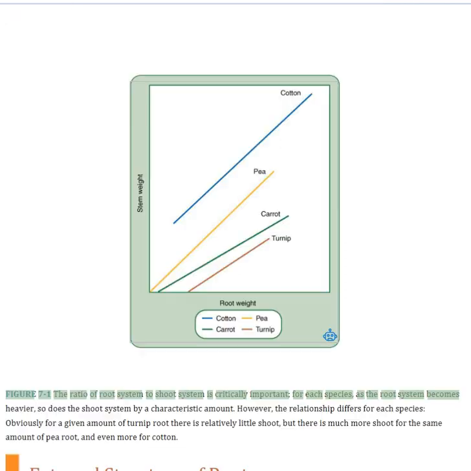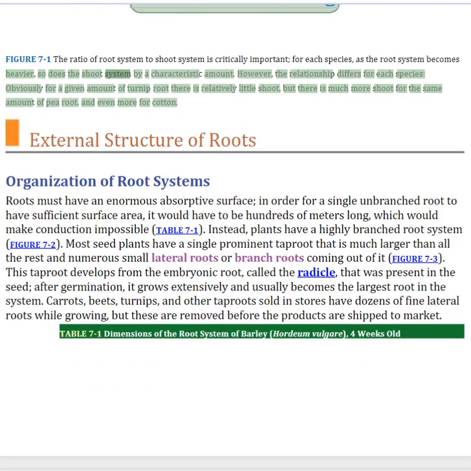Figure 7.1: The ratio of root system to shoot system is critically important. For each species, as the root system becomes heavier, so does the shoot system by a characteristic amount. However, the relationship differs for each species. Obviously, for a given amount of turnip root there is relatively little shoot, but there is much more shoot for the same amount of pea root, and even more for cotton.